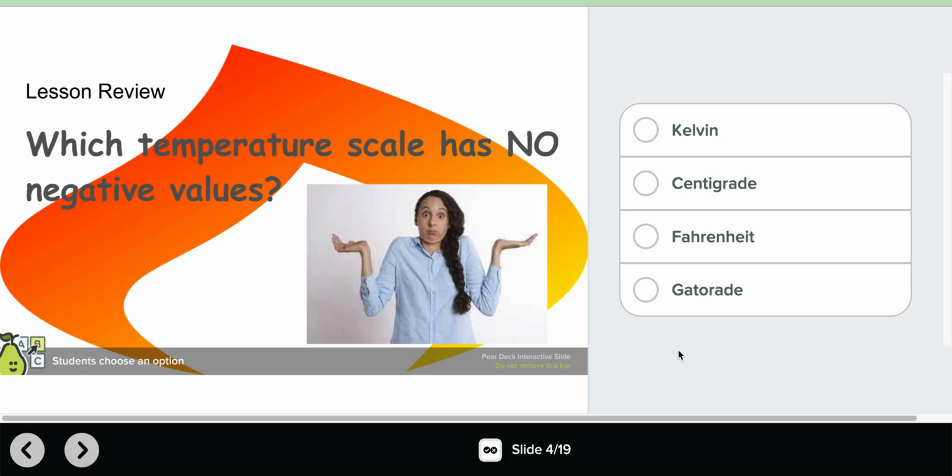And I really, really hope you didn't pick Gatorade, because, come on, that's a drink. I mean, it's tasty, don't get me wrong, especially the frost flavors, but that's not what we're looking for. And if we want the temperature scale that has no negative values, we're going to go to Kelvin. Because remember, the freezing point is 273 degrees, I believe, and then the boiling was 373. You still have that 100-degree difference, just like with centigrade.